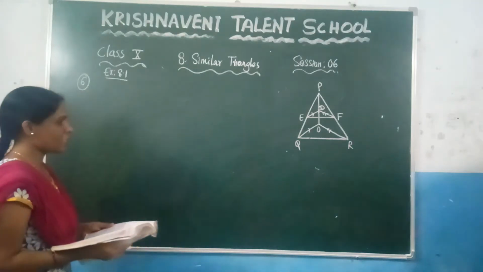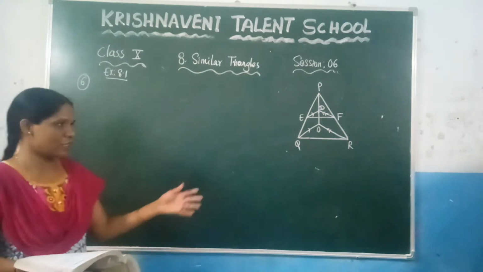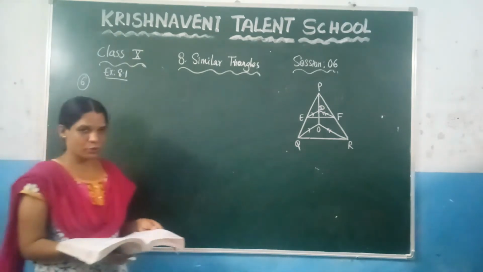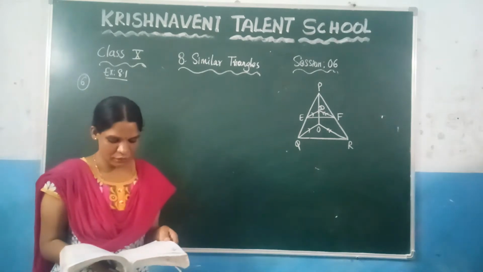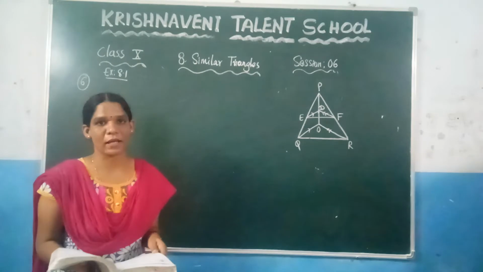See the next question in exercise 8.1. Here, what is given? This figure they have given here. In this figure, they have given DE is parallel to OQ, and they have given DF is parallel to OR. Now, you need to show here EF is parallel to QR.